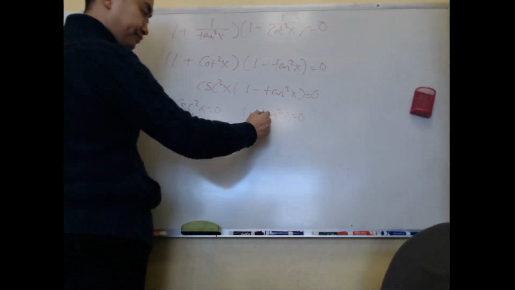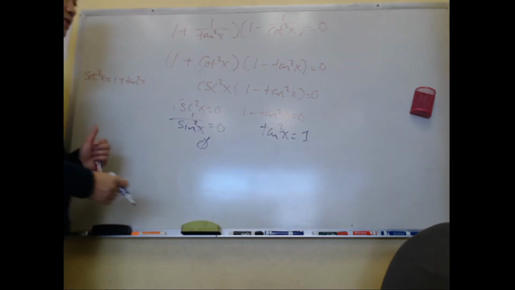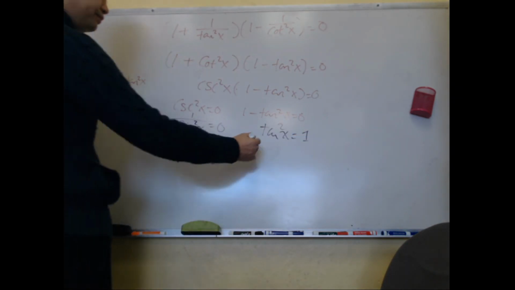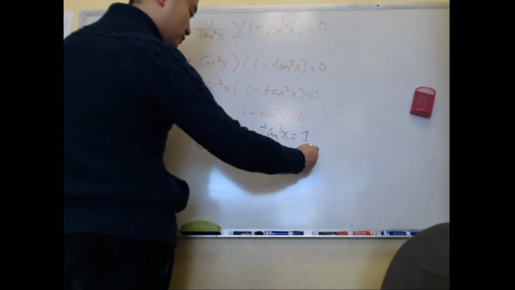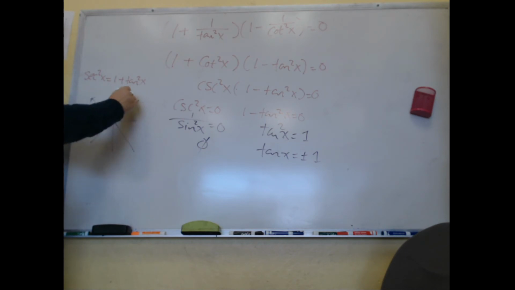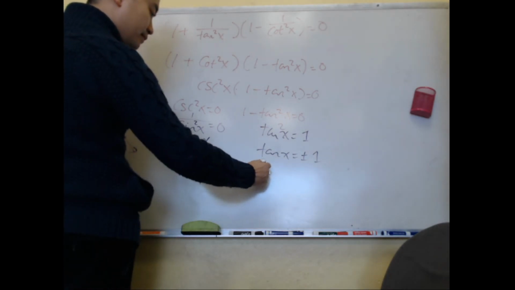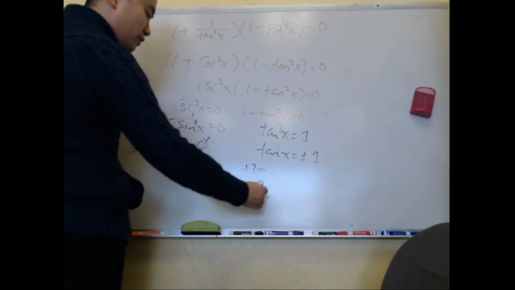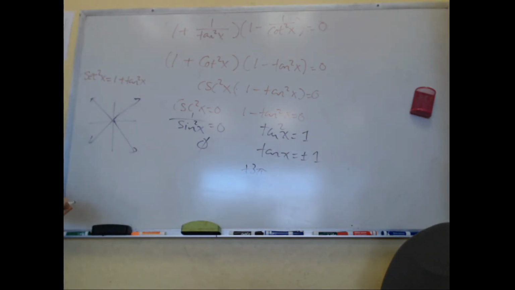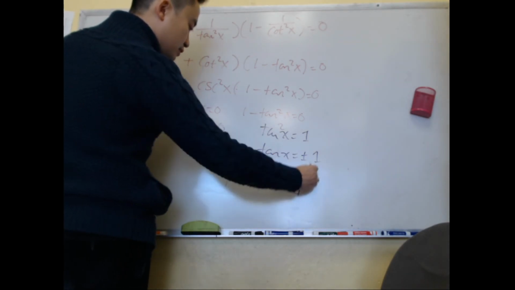But what about this? Tangent squared of x equals 1, so taking the square root, we get plus or minus 1. What are the solutions there? Plus or minus pi over 4, and plus or minus 3 pi over 4. So negative 3 pi over 4 is going back this way, and the other ones are plus or minus pi over 4. So that's a 4-solution set.